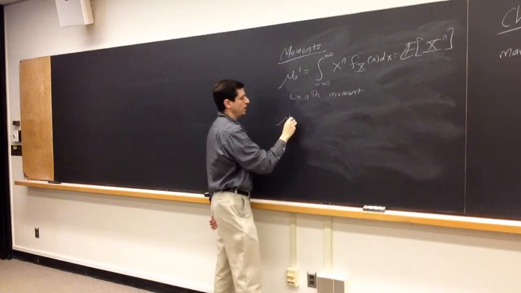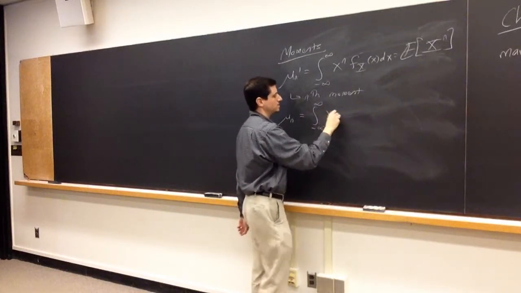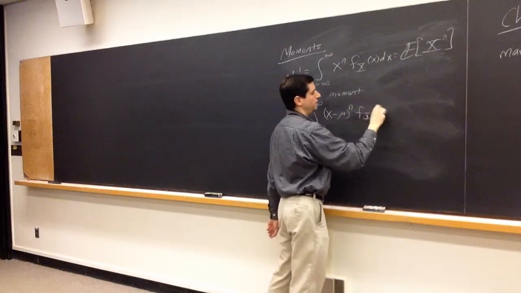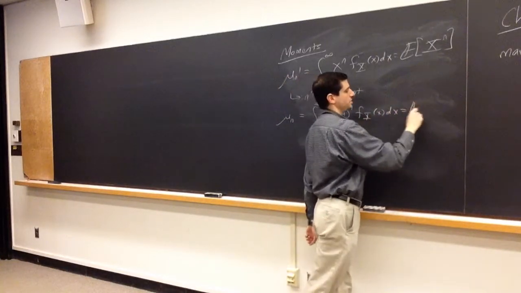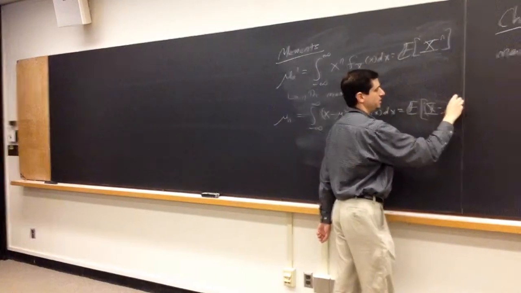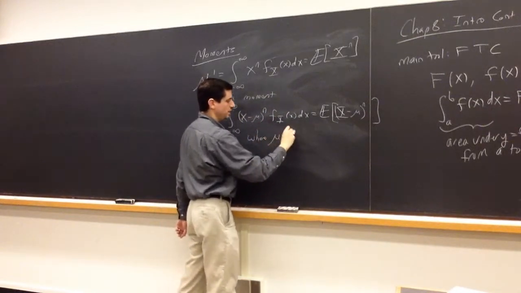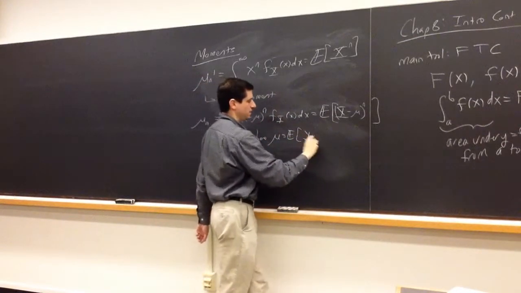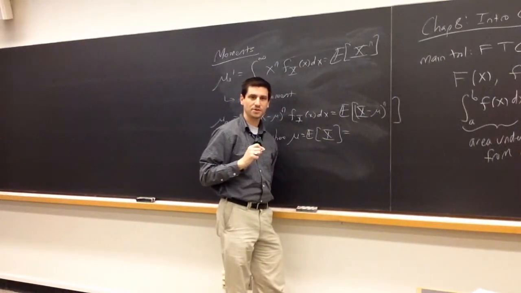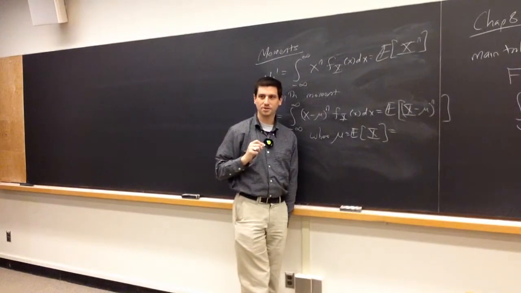Sometimes we'll look at mu n without the prime, which is the integral from minus infinity to infinity of (x minus mu) to the n f_X(x) dx, which is the expected value of (x minus mu) to the n, where mu is the expected value of x. And this is so useful, we give it a name and we call it, what do we call this? The mean.